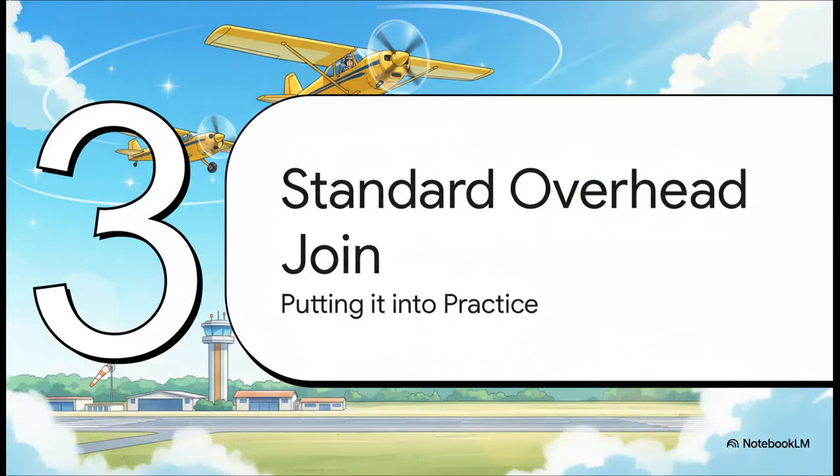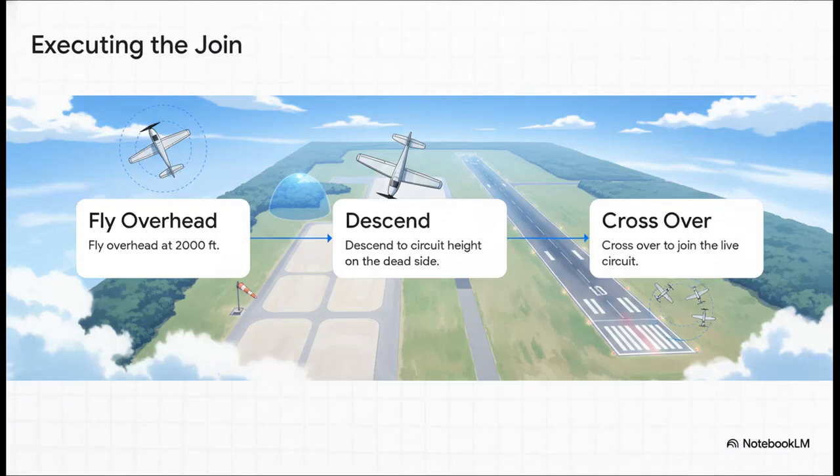Which brings us to Section 3, the standard overhead join, and actually putting all of this into practice. I want you to really visualize this carefully, stepping through it exactly as it's laid out. First up, you fly directly overhead the airfield at 2,000 feet above the aerodrome elevation. Why 2,000 feet, you ask? Because that puts you at the very top, safest limit of that ATZ cylinder we talked about earlier, keeping you well out of the way of the traffic zooming around in the circuit below. From way up there, you can easily observe the windsock, spot other aircraft, and just generally get the lay of the land.